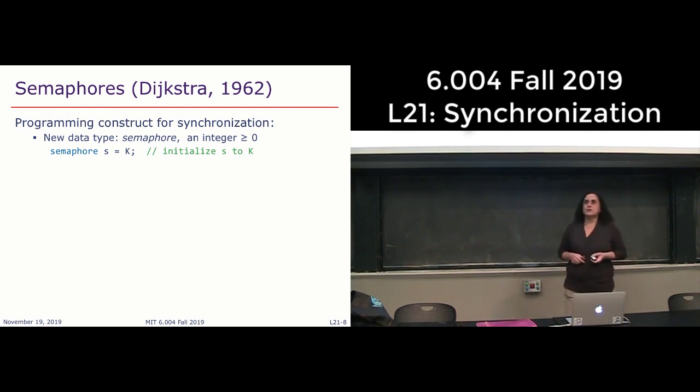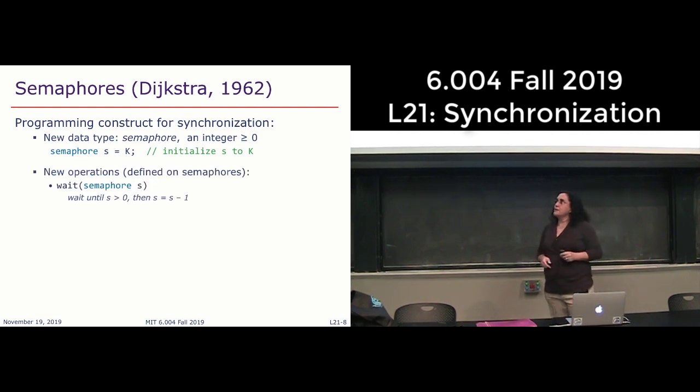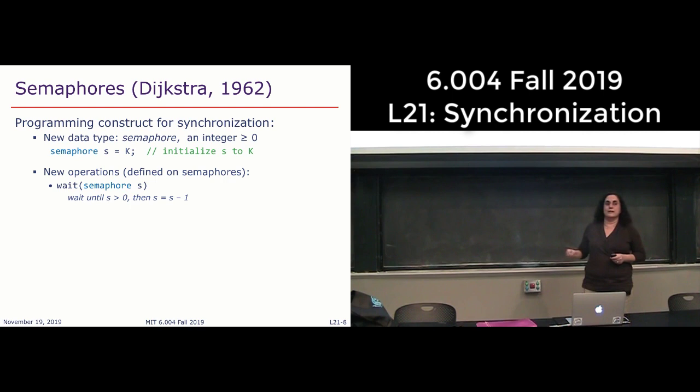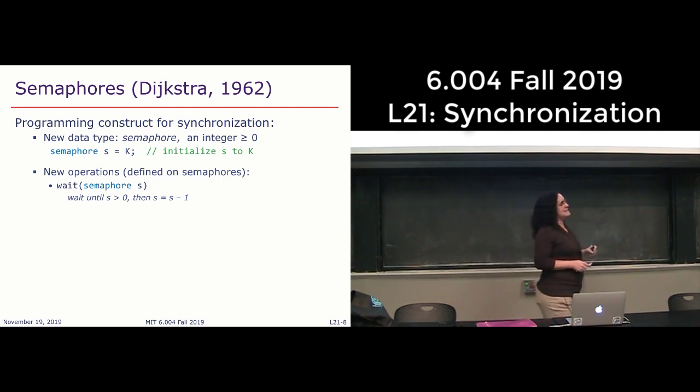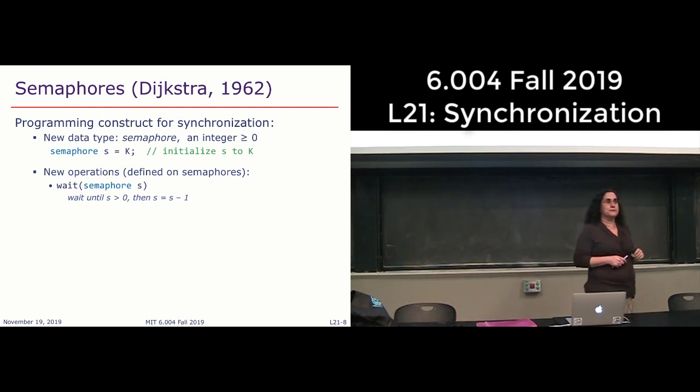And then there's two types of operations that can be performed on semaphores. The first is a wait operation. When you wait for a semaphore, it's not going to allow you to proceed to your next instruction until your semaphore has a value that's greater than 0. Once it does, it's going to decrement the value of that semaphore by 1, and it's going to allow the instruction after the wait to go ahead and proceed.